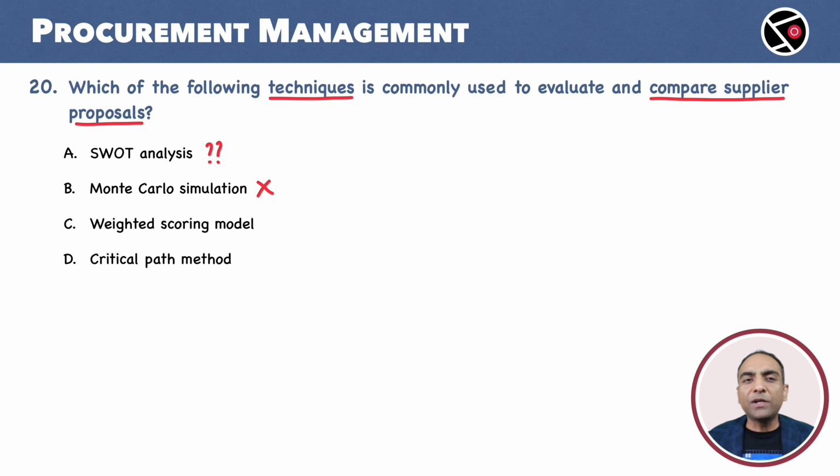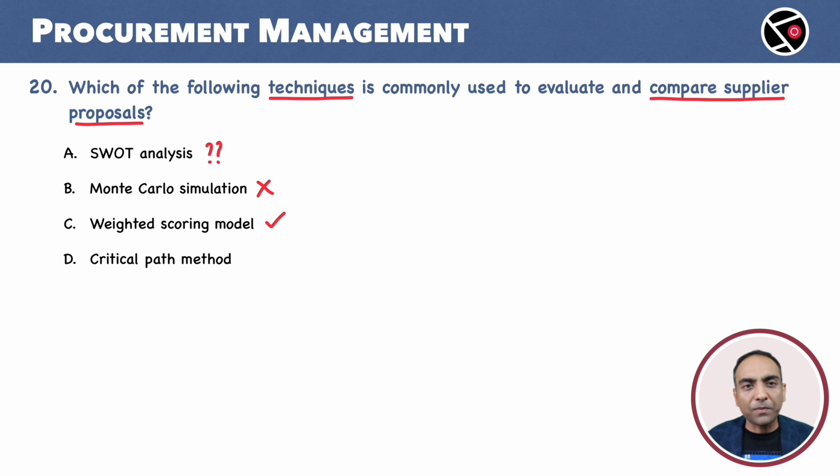C. Weighted scoring model. This should be our choice. Criteria for evaluation are objectively defined. Each criterion could have a weight attached to it. The proposal that gets a maximum total score across all the criteria is the winner. This technique is often used to compare proposals.